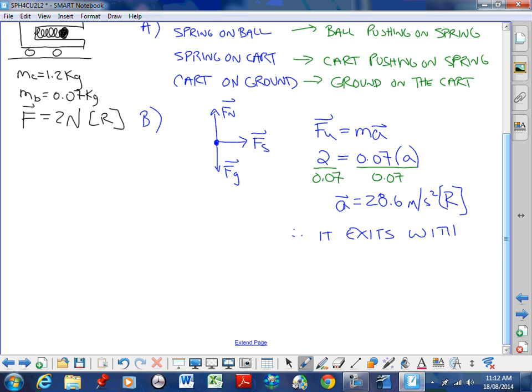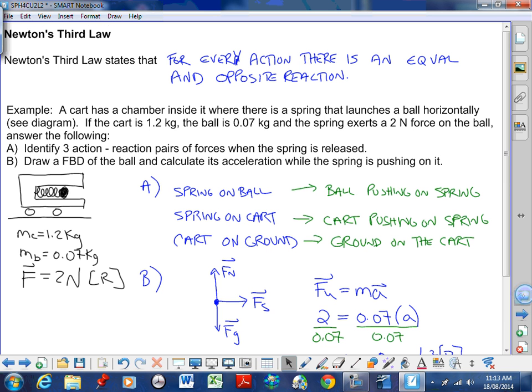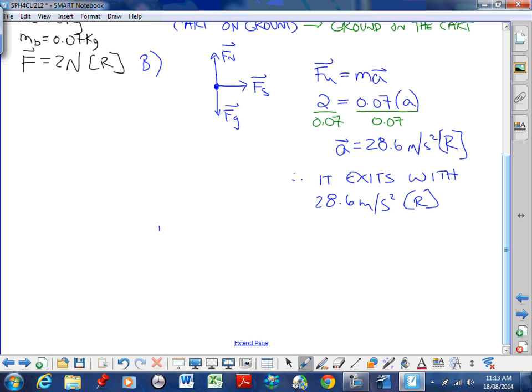Therefore, it exits with 28.6 meters per second squared. So, right, that's the acceleration of the ball inside this chamber. Okay? What do I got left here? So one thing I want to talk about then, I'm going to add a C part on this one because it's kind of interesting. The cart.